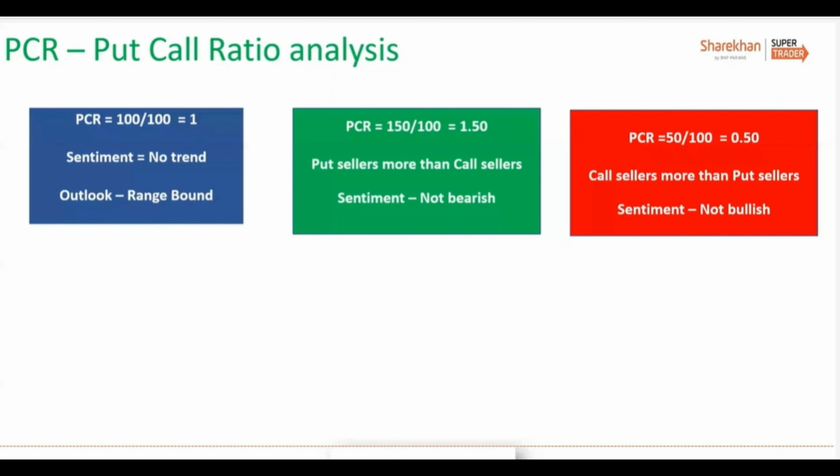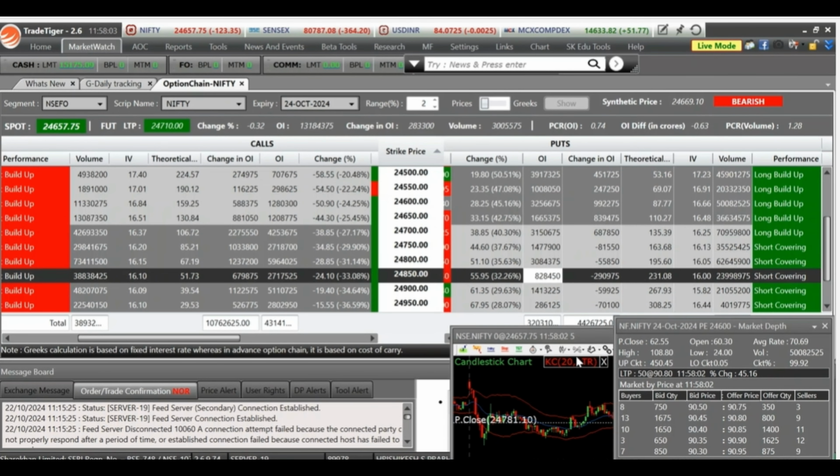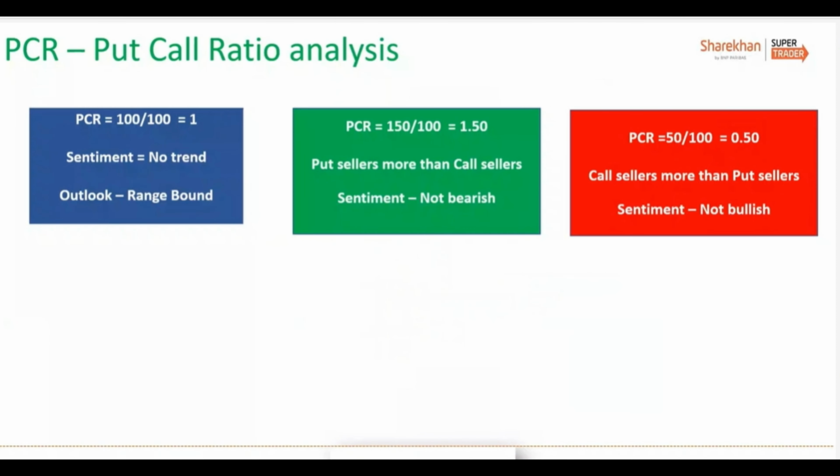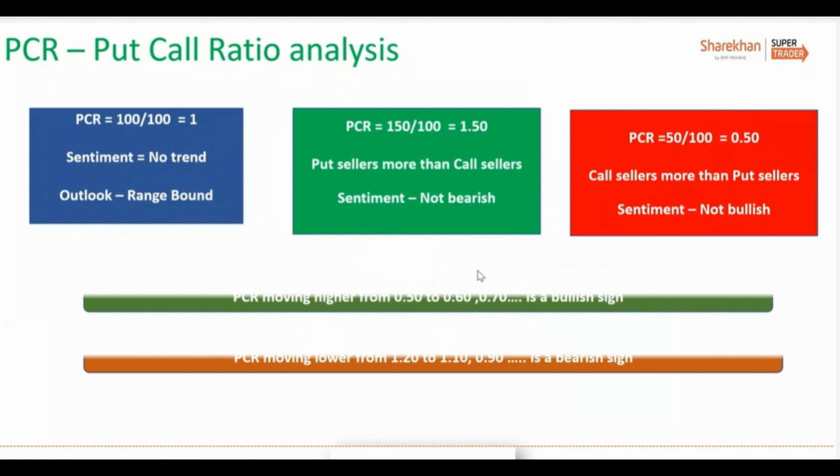But there is one very important thing we need to keep in mind: by only looking at the level of PCR, you won't be able to judge what is going to happen in the market. PCR currently is 0.74. This will keep on changing, right? Because open interest will keep on changing, and similarly the PCR also will keep on changing. Correct? And then you should look at what is the trend in the PCR.